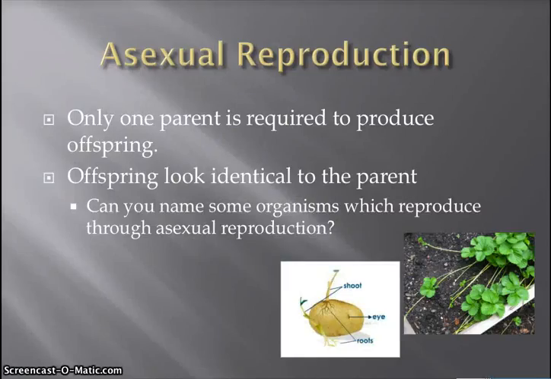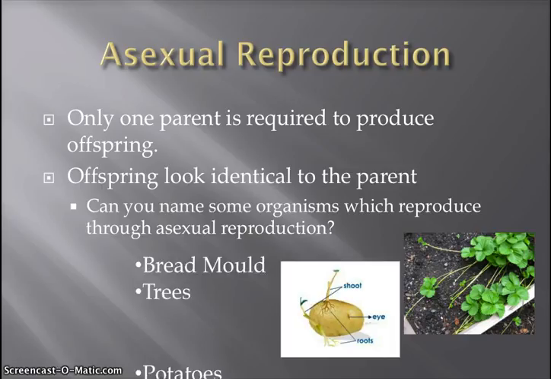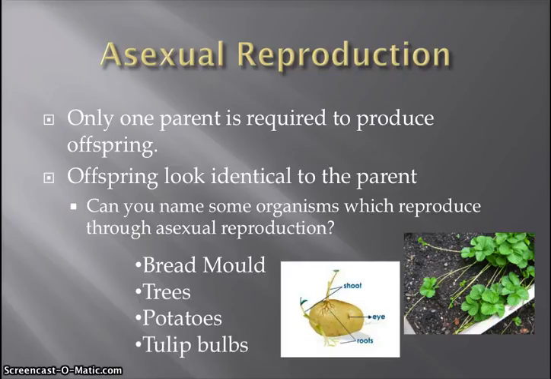Asexual reproduction is a type of reproduction where only one parent is required to produce an offspring. These offspring look identical to the parent. Can you name some organisms which reproduce through asexual reproduction? Well, did you know that bread mold, trees, potatoes, and tulip bulbs are just some examples of organisms that reproduce through asexual reproduction?